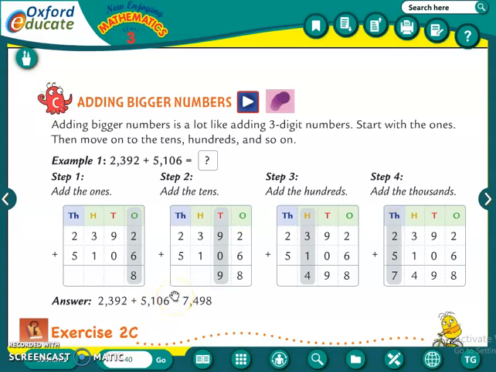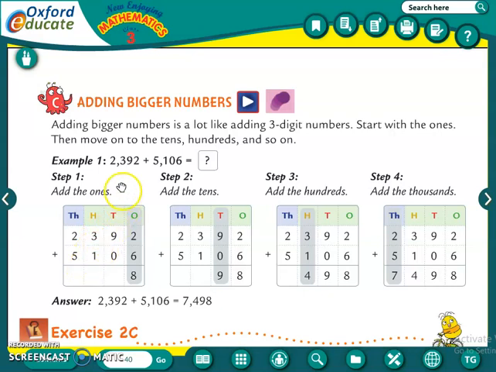Adding bigger numbers is a lot like adding three-digit numbers. Start with the ones, then move on to the tens, hundreds, and so on. As I told you every time, whenever we are doing addition, we have to start the calculation from the ones place. Okay, here is one example. Four-digit numbers are there and we have to add these four-digit numbers.